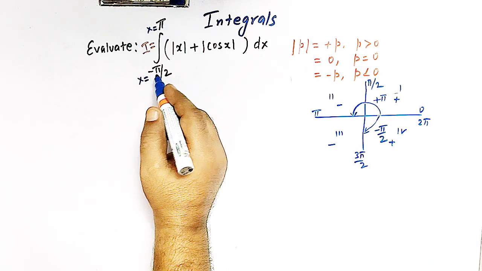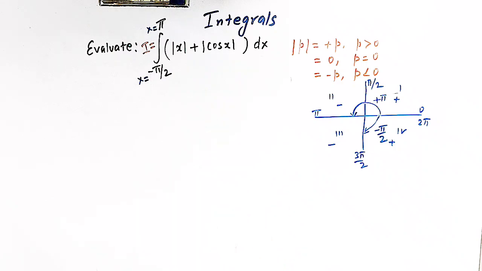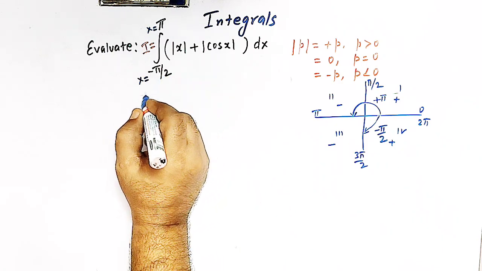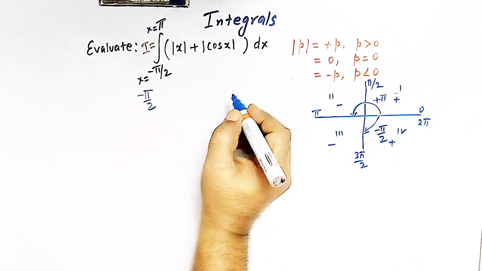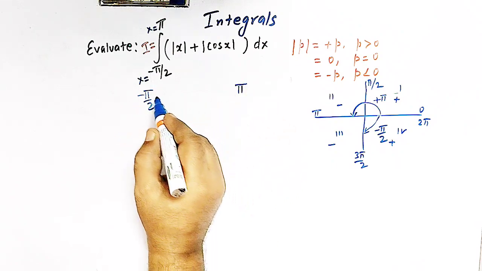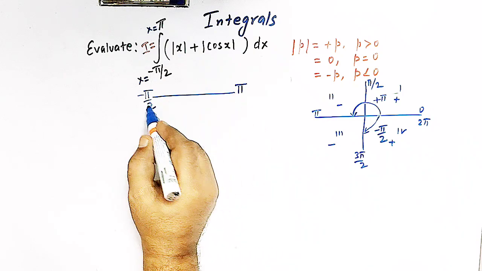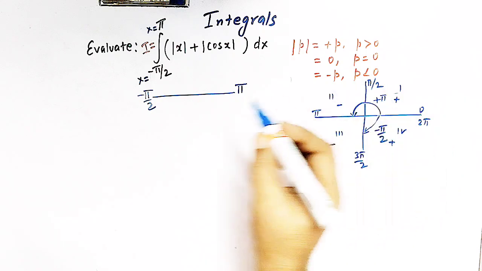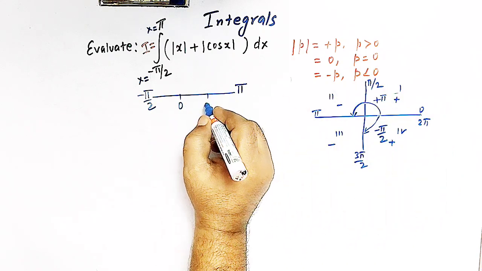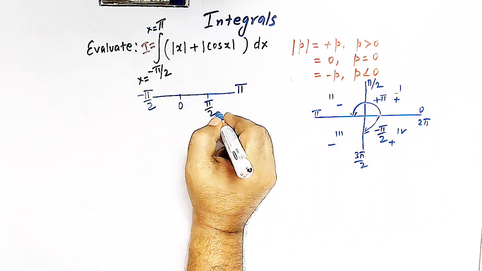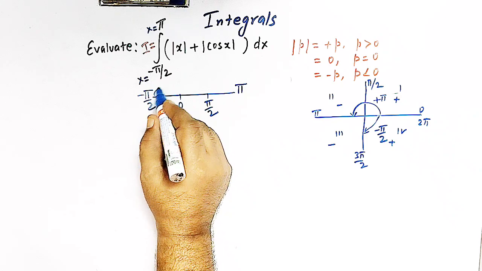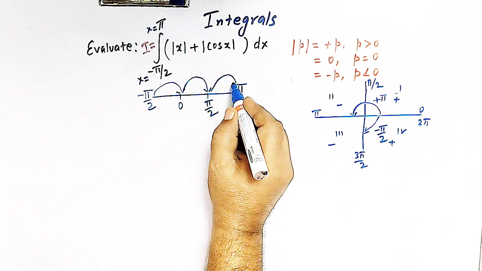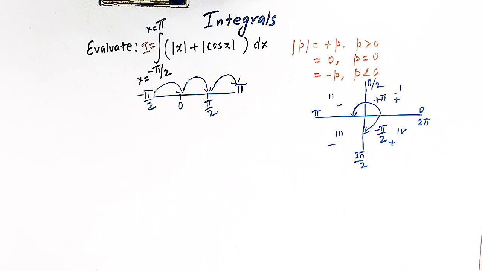So now let us split this integral as a sum of three integrals. Here we have the lower limit as minus pi by 2 and the upper limit is pi, right? Between minus pi by 2 and pi, we have 0 and pi by 2. So here we have 0 and here we have pi by 2. First we'll go from minus pi by 2 to 0, then from 0 to pi by 2, and then from pi by 2 to pi.